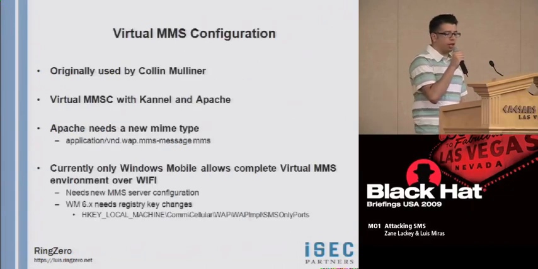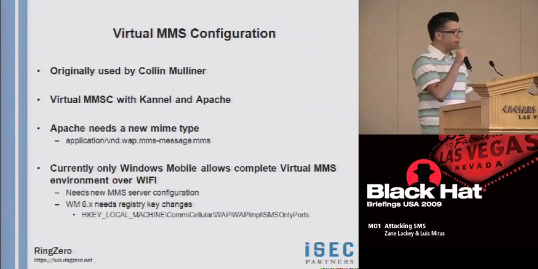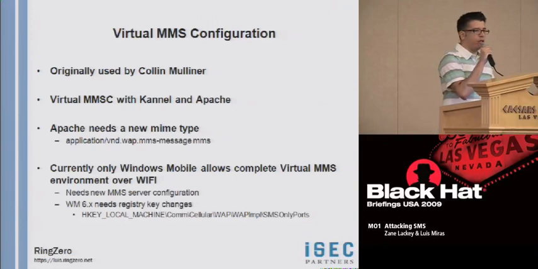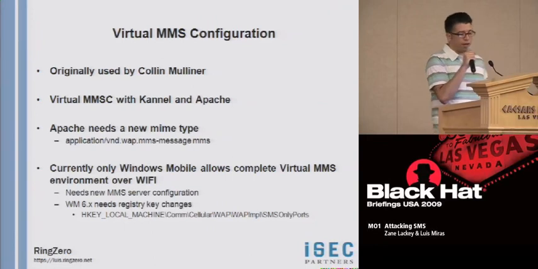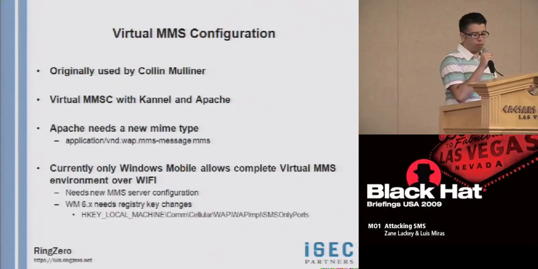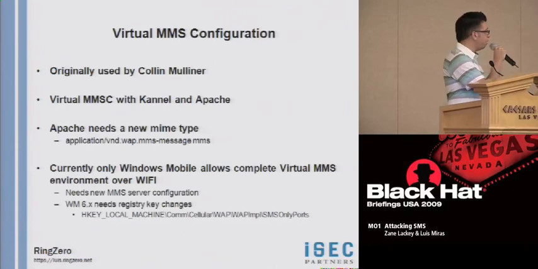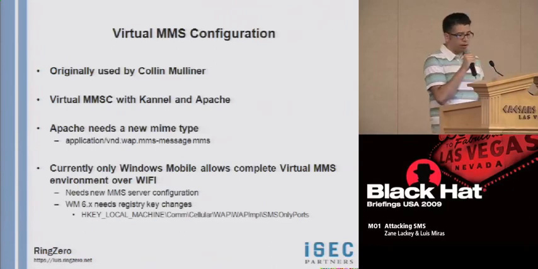So we took a look at having a virtual MMS setup. This was originally done by Colin Milliner. And we had Apache set up with Canal, and you do a couple modifications, add a new MIME type. And originally, he used this to be able to fuzz Windows Mobile 5. And we found out that Windows Mobile 6 turned off listening for WAP push. And there's an undocumented registry key that we found that will turn it back on. So you go to this registry key, and it lists all the ports that it will not listen to over Wi-Fi, and you just delete it if you want it to listen over Wi-Fi.